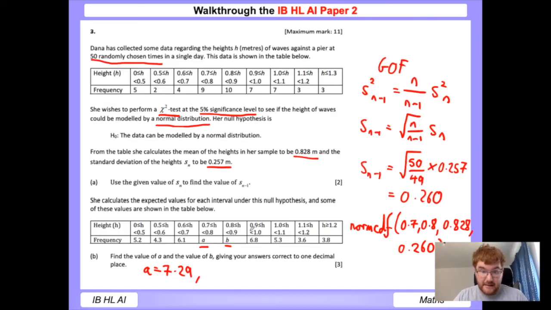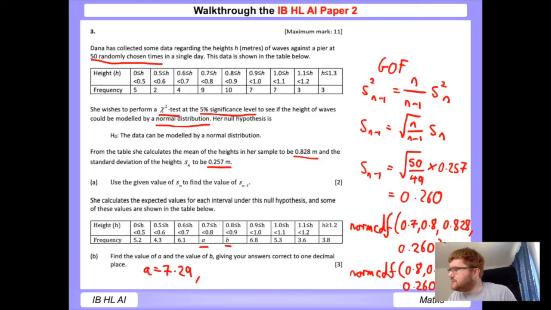And if you do a similar calculation for this one, so let me write down exactly what you put into your GDC. So this time we'll have 0.8 and 0.9. Again, same mean, same standard deviation. And if you pop that in, you should then get the answer of 7.6, like so. Okay, so you do it in exactly the same way as I did A, and you should get the answer of 7.6. So you get 7.29 and then 7.6. Great.